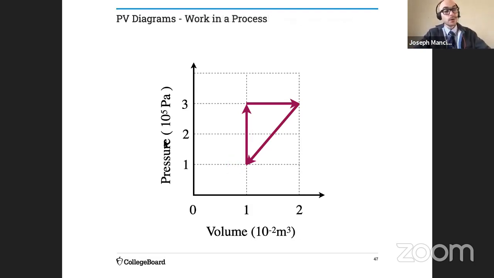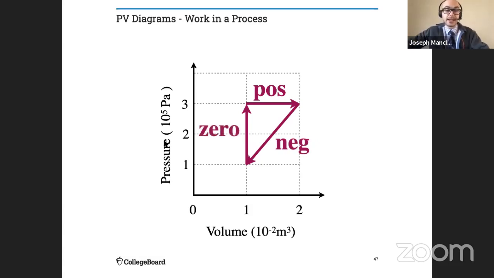Okay, let's talk about the work done by each process, the work done by the gas in each process. Along this top process, this isobaric expansion, the gas is doing work. It's lifting something. It's pushing. It's making a motor turn. It's doing something. Along the next step, that compression, the work done by the gas is negative, or the work done on the gas, we might say, is positive.